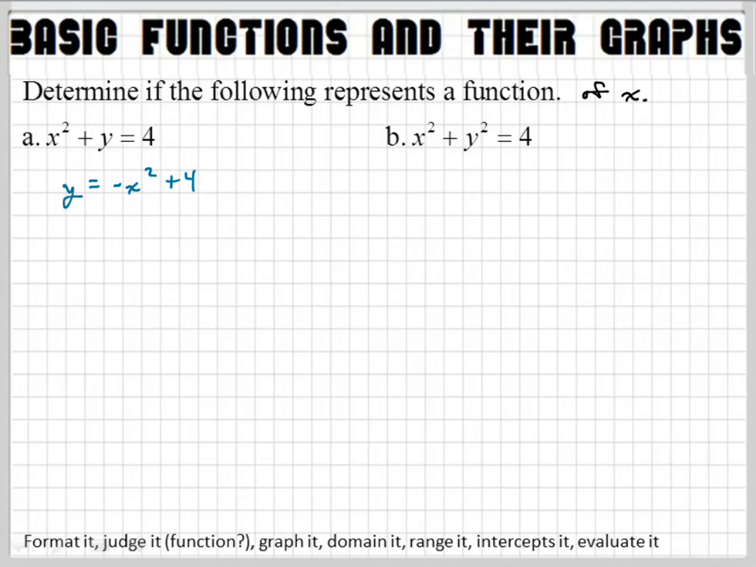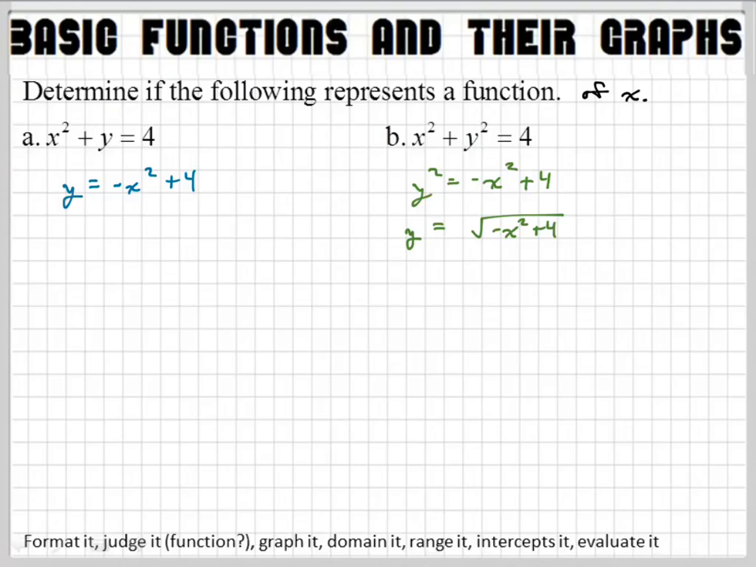Let's check out this other one. If I solve for y on this one, y squared would equal -x squared plus 4. And then how would I get that y alone? I would square root both sides, and so I get y equals the square root of -x squared plus 4. Now there's something wrong with what I just wrote. The 4 doesn't go in there? Well, you have to square root the whole side. So yes, the 4 does go in there, but there's something else.